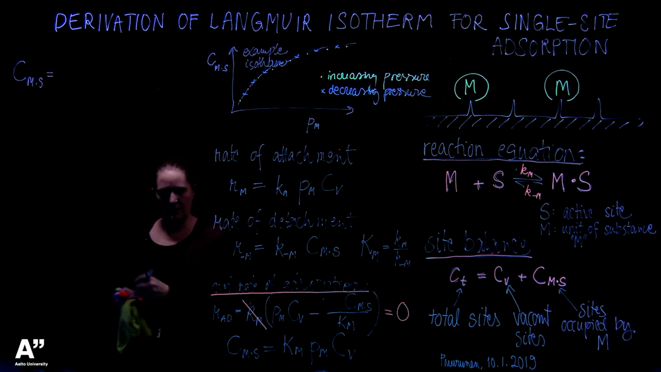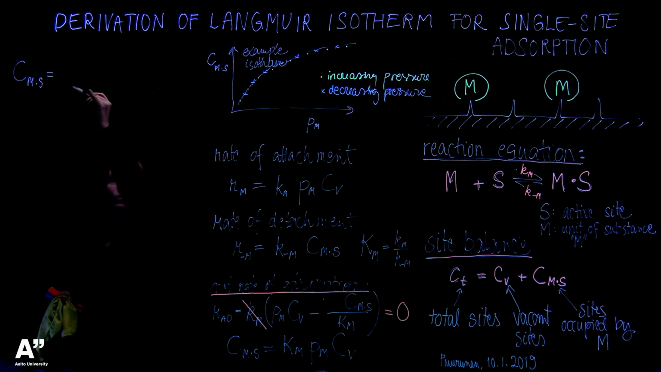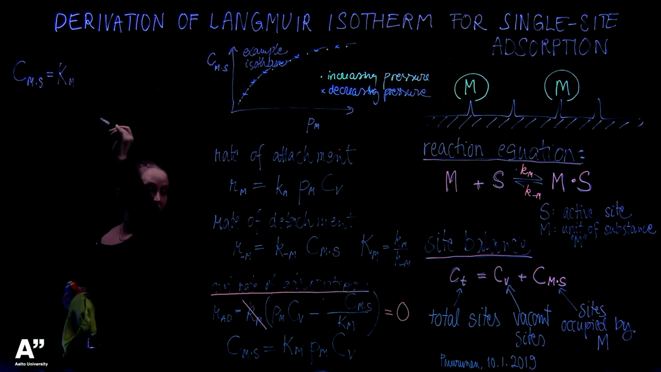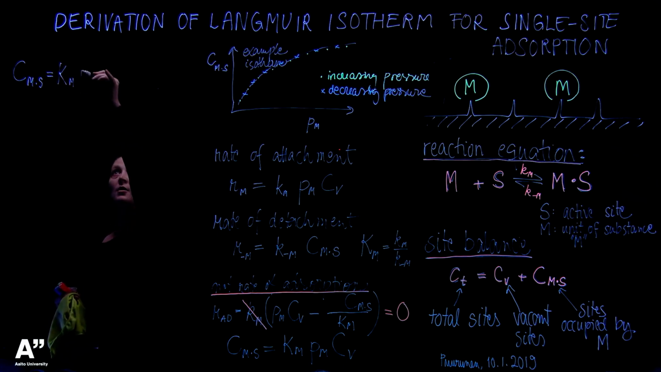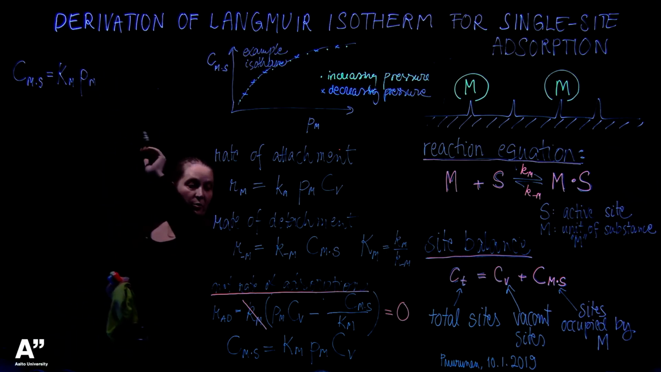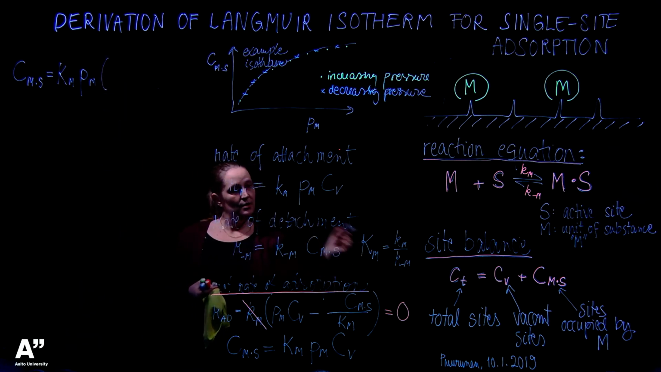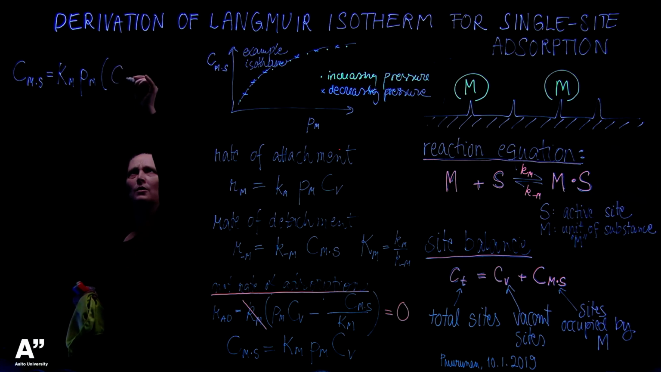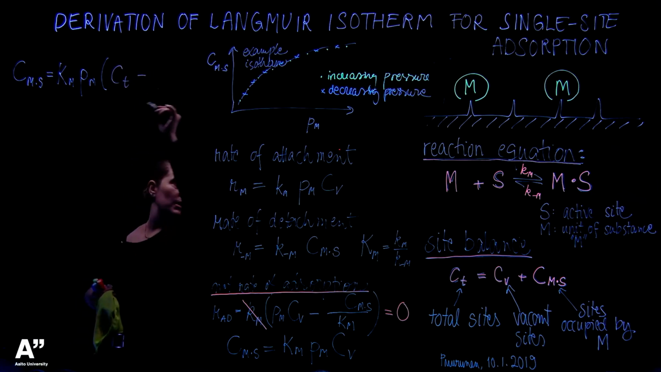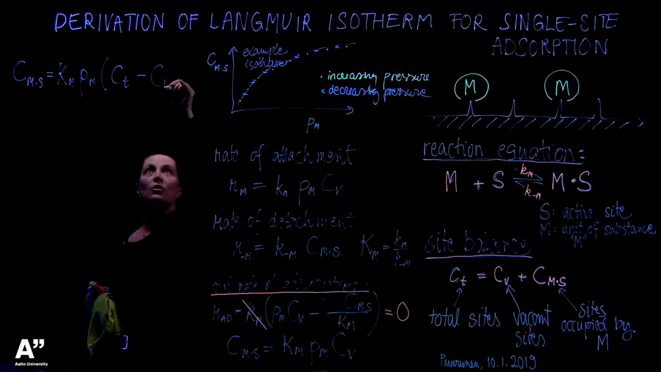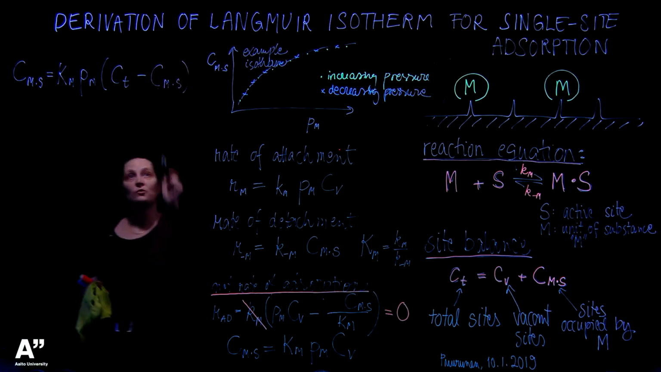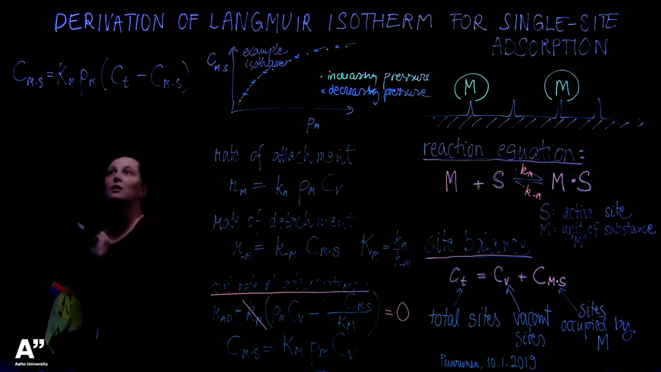Cm.s equals, so the concentration of occupied sites equals the equilibrium constant times partial pressure in the gas phase at equilibrium, times Ct, the total amount of sites, subtracted by the occupied sites. And now we just want to solve for this one.